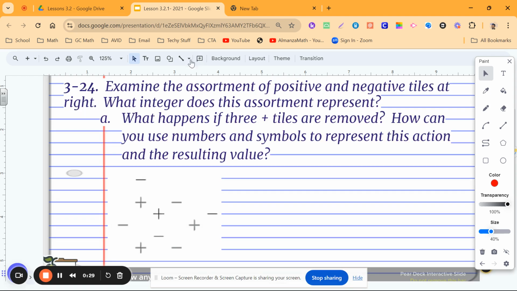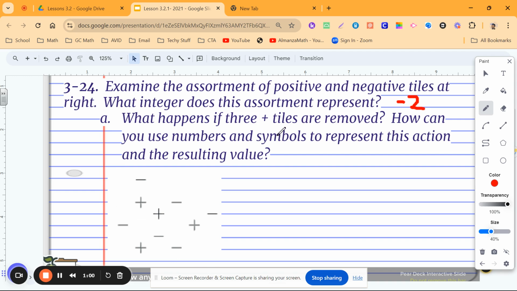It says, examine the assortment of positive and negative tiles, and what integer does this assortment represent? So look at these tiles right here. We know that every plus is a positive one, every minus is a negative one. So what does that represent? All right, so what you should have seen is you have a 0 pair here, 0 pair, 0 pair, and a 0 pair, leaving you with -2. So that's the value of this collection of tiles.